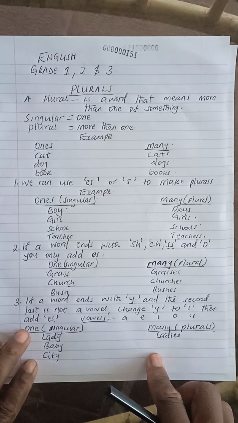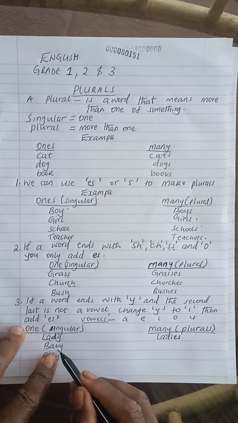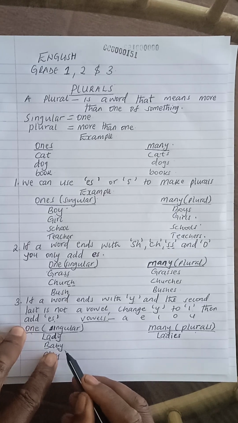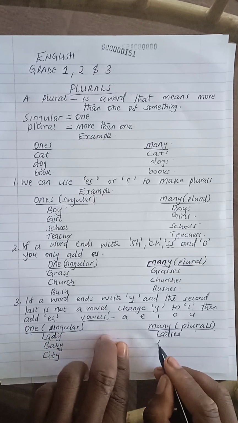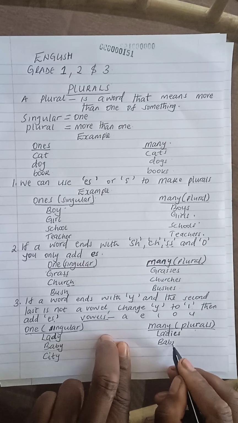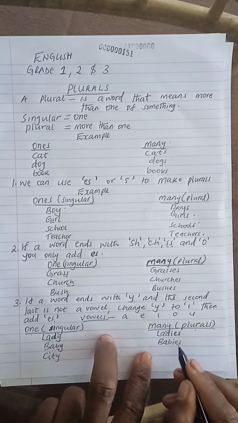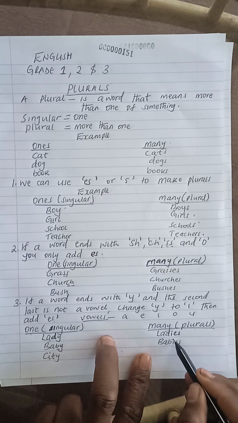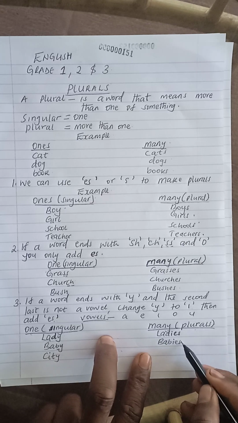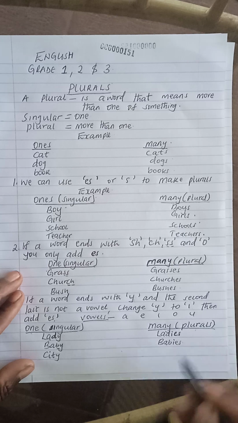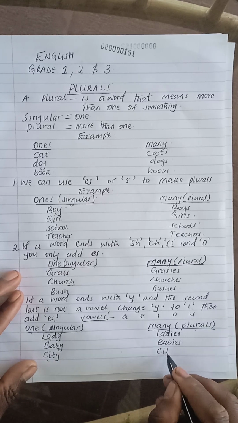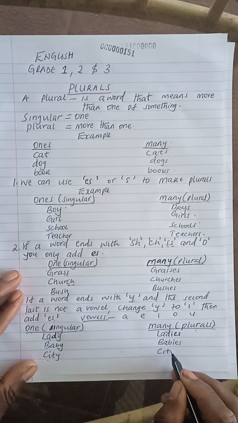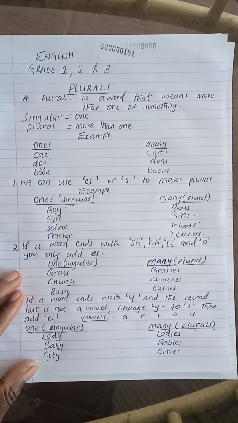Now, let's go to this one again. This is baby. This letter is not a vowel. So we will remove this letter Y, then it will be like this. You see, we have removed letter Y, then we have replaced it with I, then ES. Then it becomes babies. Now, city. The city will be like this. Now we remove this one, so it will be cities, like that. Then we are finished with that one.